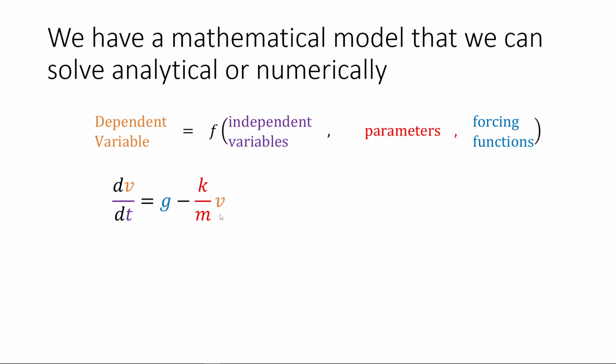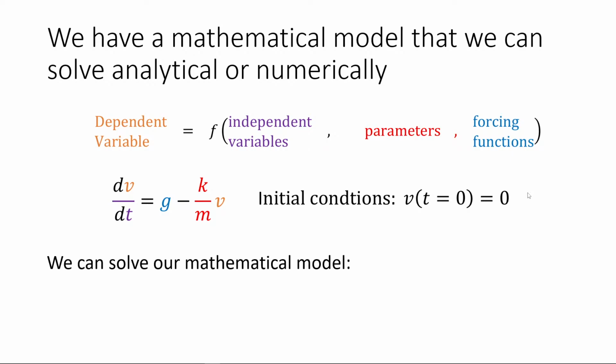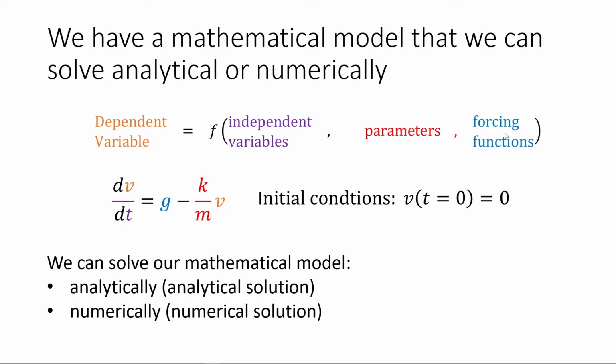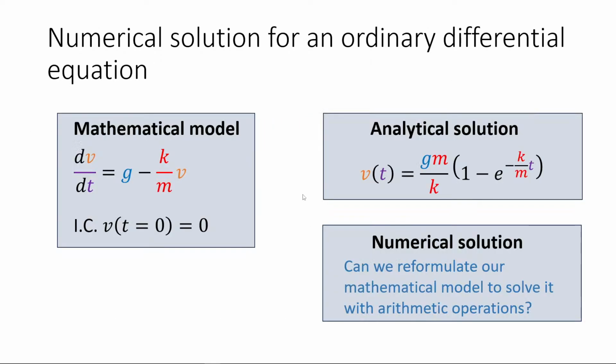We express this mathematical model in the form of a differential equation because we have the dependent variable and its derivative, and both are expressed in the same equation. For the initial condition, before jumping, the parachutist was at rest. Like at time zero, the velocity was zero. We can solve our mathematical model either with an analytical solution or numerically. So that's basically the basic concepts that you need to understand. That's a mathematical model. We define the initial condition: at time zero, the velocity was equal to zero.